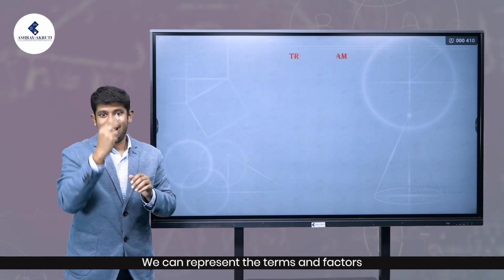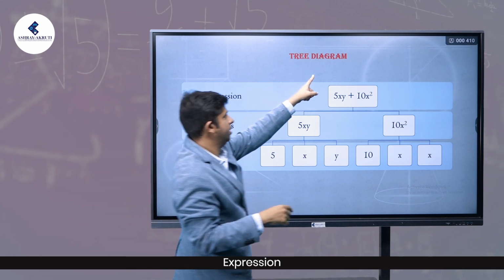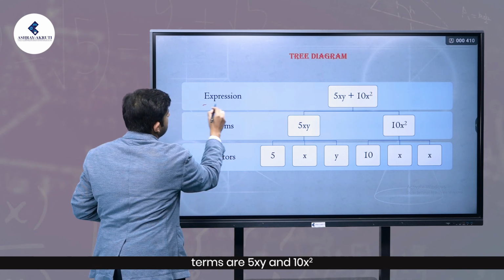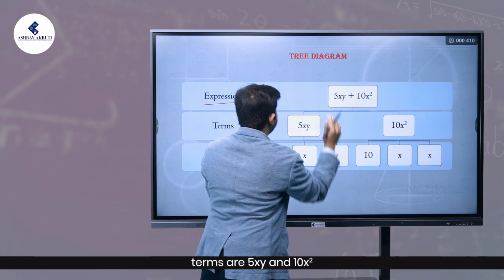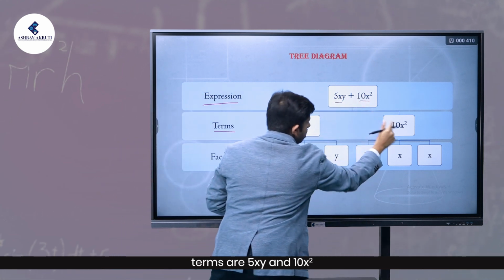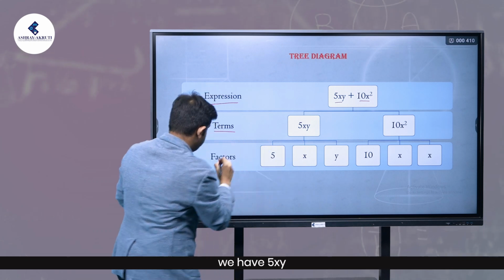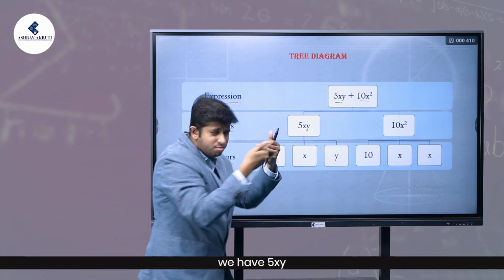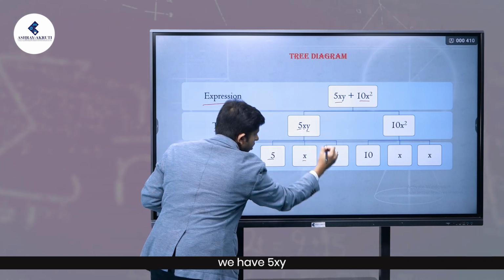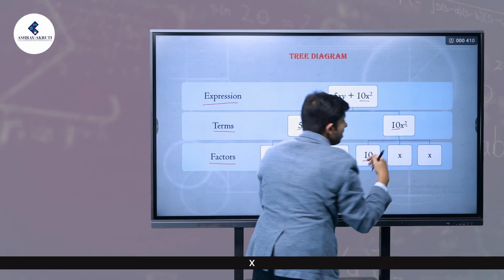We can represent the terms and factors by a tree diagram. Expression is 5xy plus 10x square. Terms are 5xy and 10x square. Factors are, for 5xy we have 5, x and y. Whereas for 10x square, we have the factors 10, x and x.